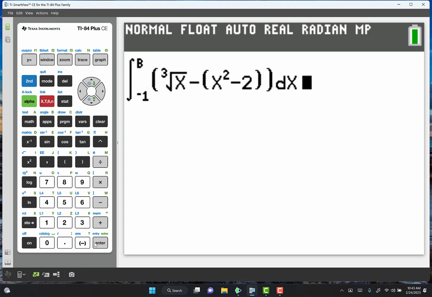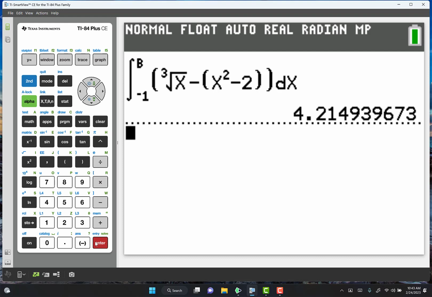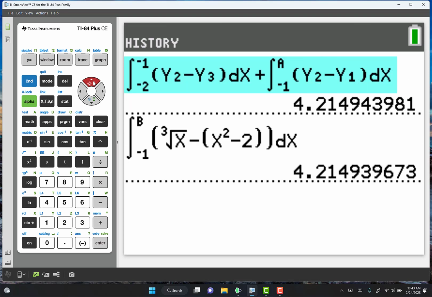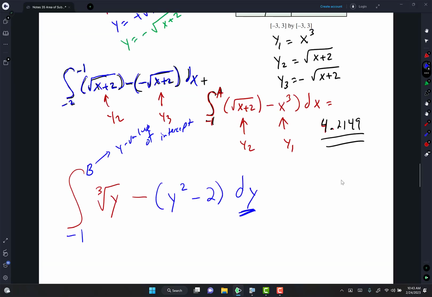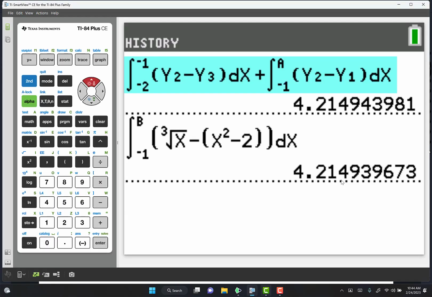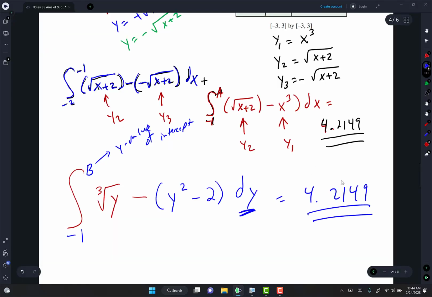You ready? Enter. Look at that. Was that the same thing? Yeah, it was 4.21. There's some differences after the 9. But after the first 3 digits after the decimal, are they the same? Yeah, they're actually the same all the way to the 4th digit after the decimal. That's why they say the 3rd. There's going to be some discrepancies because the calculator has tolerances. 4.214 or 4.215. 4.2149. That's why they stopped being the same. So 4.2149. There it is.